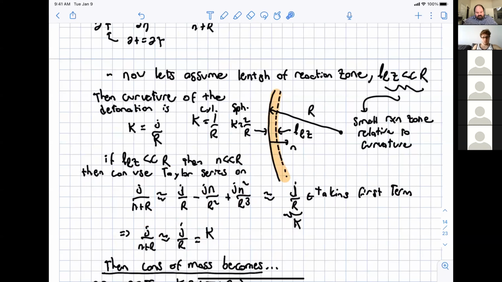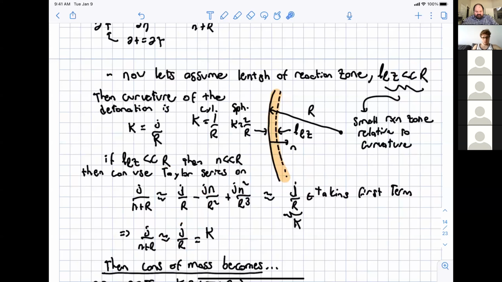Or alternatively, you could do this very directly by just arguing that, if n is much, much smaller than R, then you can just cross out n right there, and you wind up with this directly. So basically either way works. It just depends on your point of view of how you approach simplifying equations like this. Okay, and so now what does this buy us?